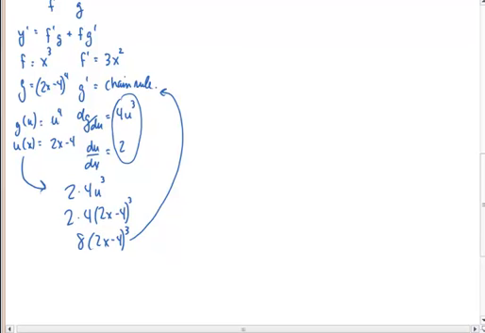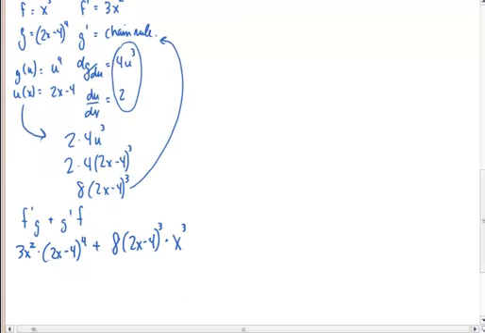So f prime g plus g prime f from up above using the components. I've got 3x squared times the quantity (2x minus 4) to the 4th power plus g prime f, which it says is 8 times (2x minus 4) cubed times the f component, which is x cubed, and that would be my derivative.